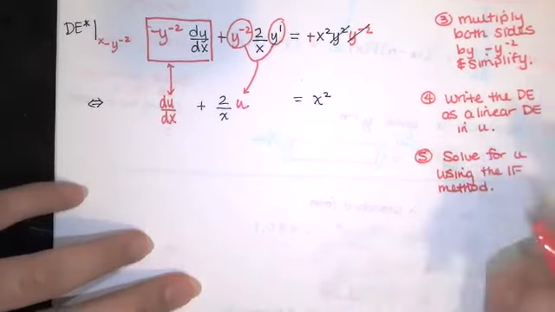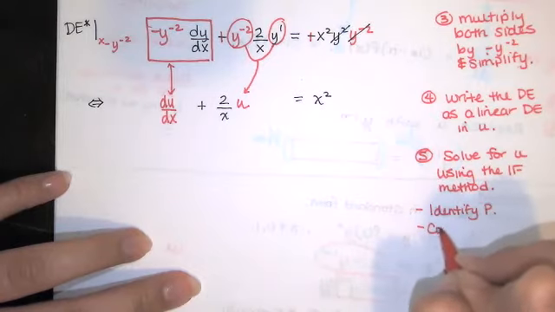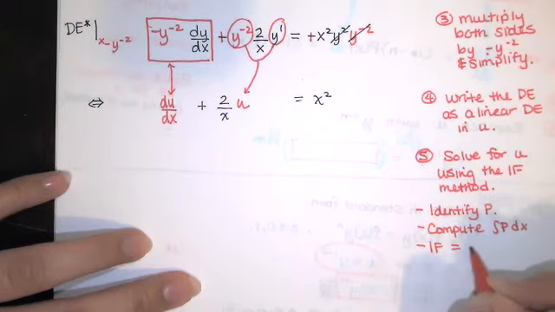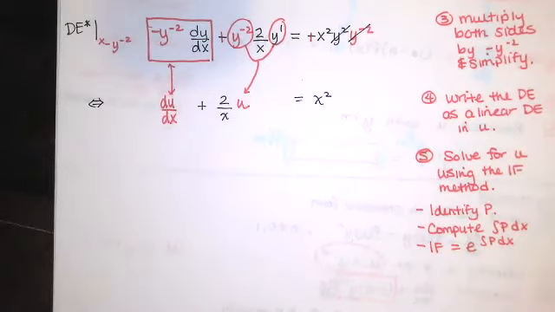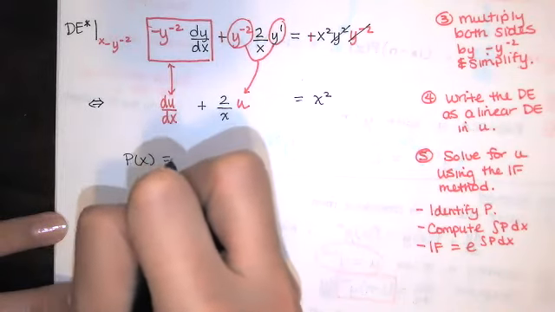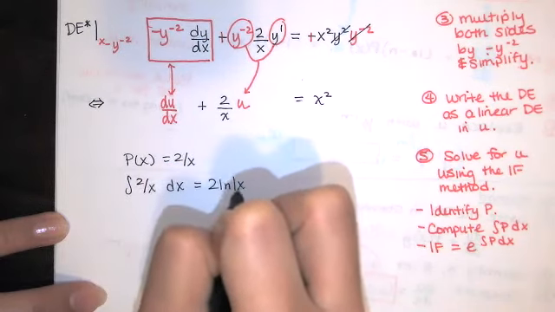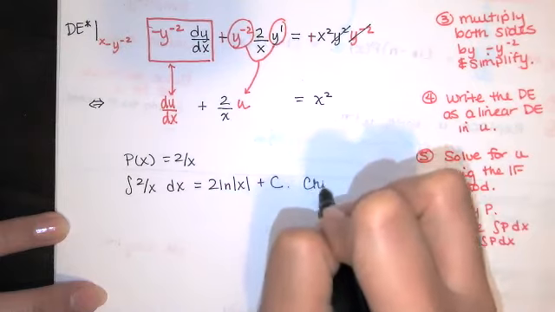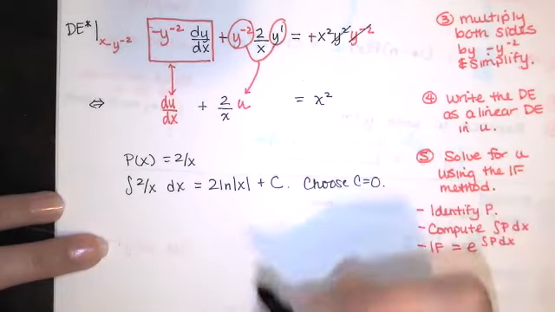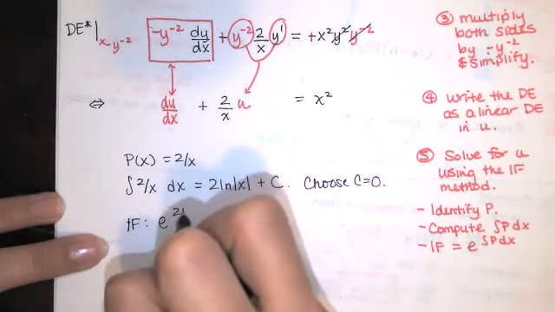So the first thing that we do with the integrating factor method is we identify P, we compute its antiderivative, and then we let the integrating factor be e to the integral of P of x dx power. So in our case, P is 2 over x. We want the antiderivative of that. That's 2 times natural log of the absolute value of x plus c. We don't need infinitely many integrating factors. We only need one of them. So we're going to choose c to be 0. And then the integrating factor is e to this power.